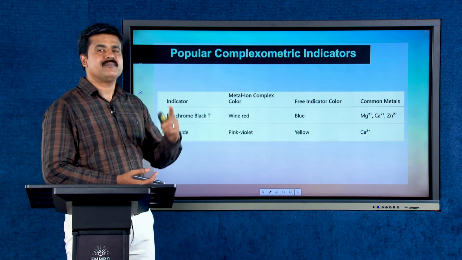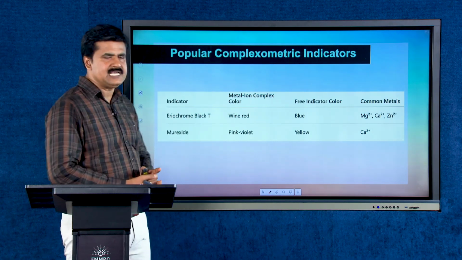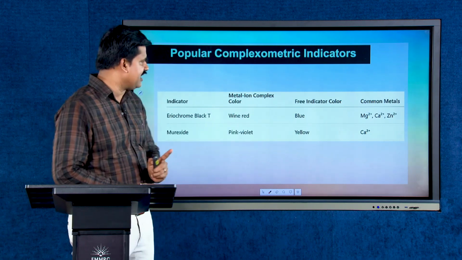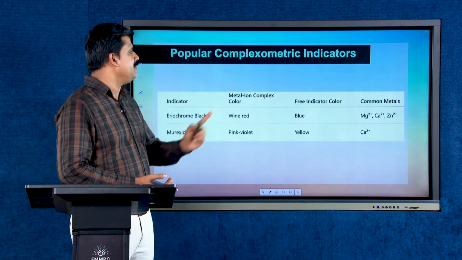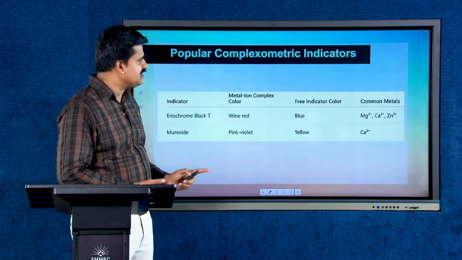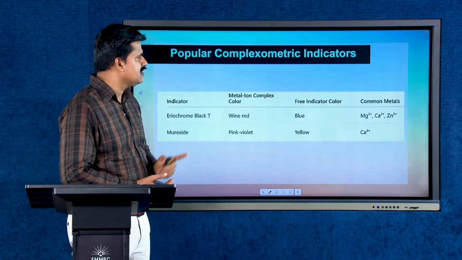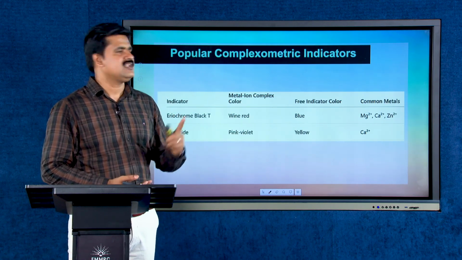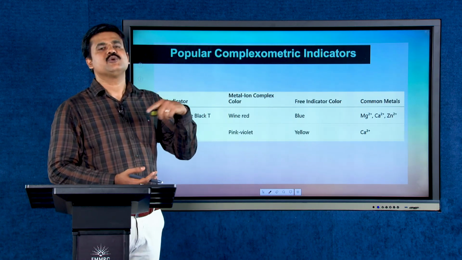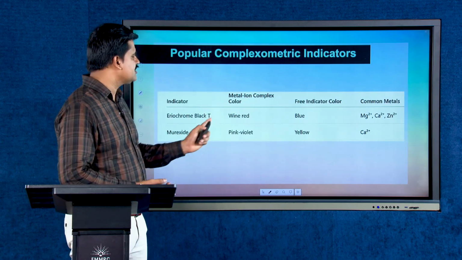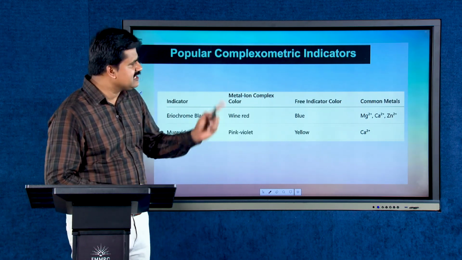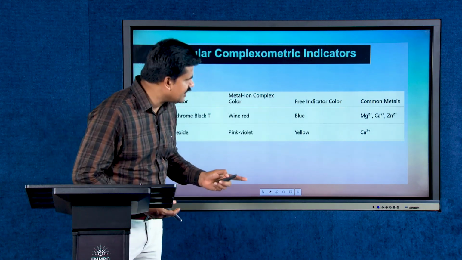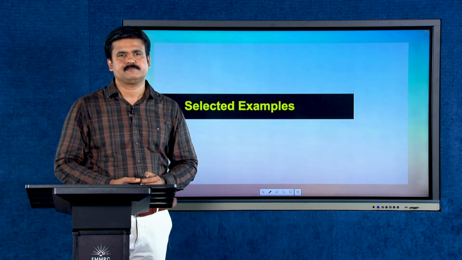Another complexometric or metallochromic indicator is murexide, and this murexide is pink violet in its metal ion complex, and yellow in color when the indicator is free, without complexation. During complexation with the metal ion the color should be pink violet, and this is highly useful in estimating the presence of metal ions like calcium 2 plus.